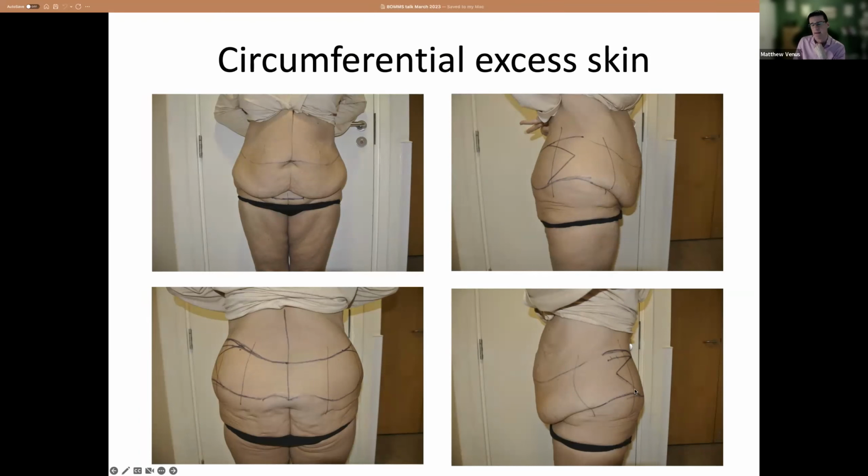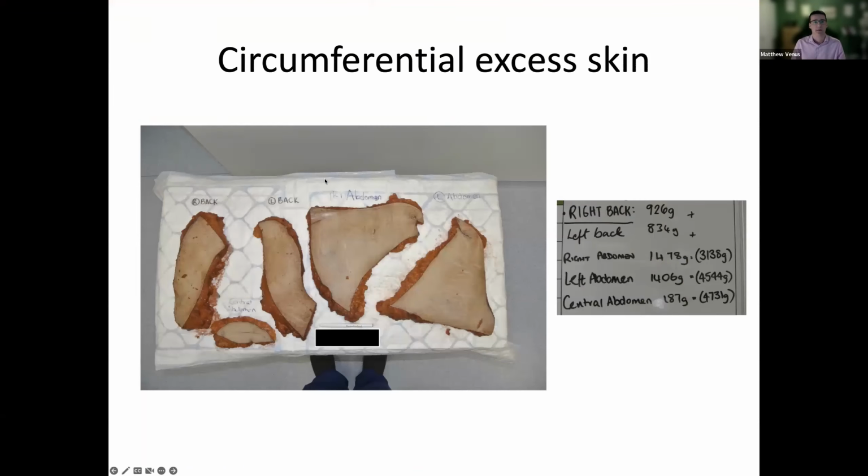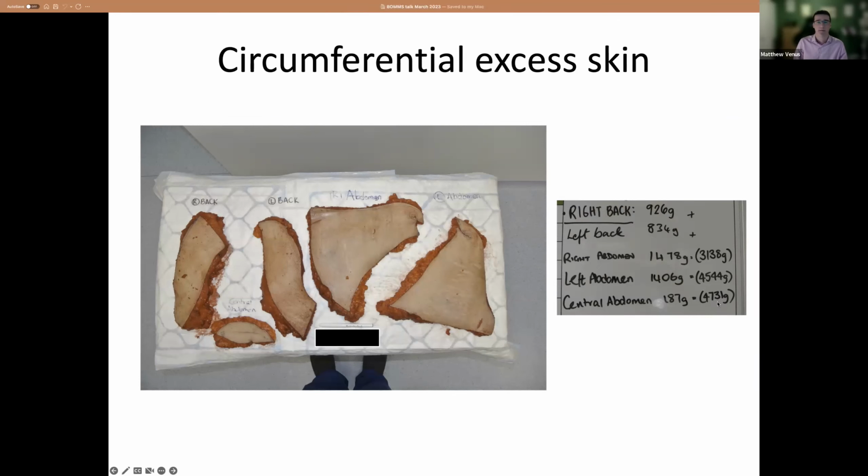So we're going to take out the back first and leave two massive standing cones, two big dog ears, when we operate with her on the front, turn her onto her back, and then do the excision on the front. So these are excision specimens from the right side of the back, left side of the back, central abdomen part fleur de lis, and left and right sides of the abdomen with the weights here. So 4.7 kilograms of skin removed from this lady, which is considerable.